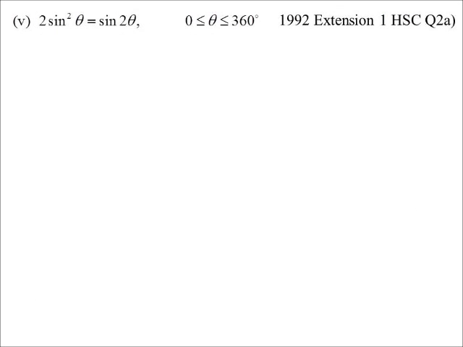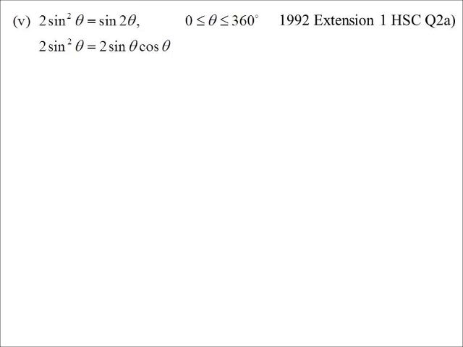Wow, now I really have gone back in the years to find a question. 1992. Perhaps I was trying to find one without cos 2 theta on it. Sine 2 theta, something different. Well, in this case, I don't have a choice. There is only one relationship for sine 2 theta. That's 2 sine theta, cos theta. So let's sub that in.